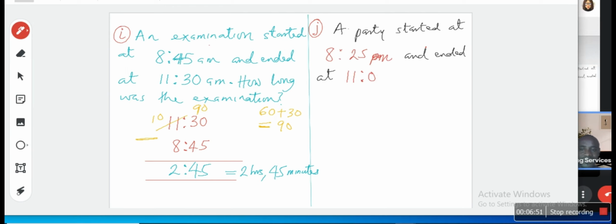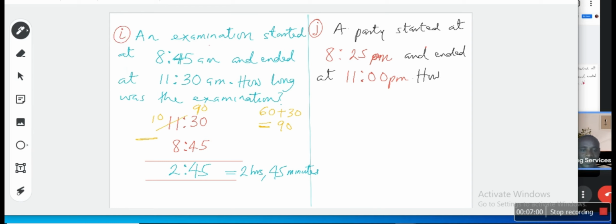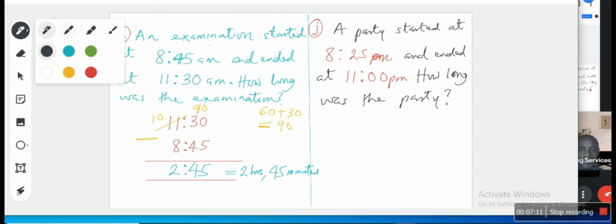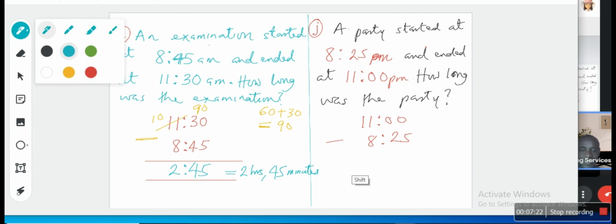How long did it run? That is subtraction. How long? That is 11 o'clock minus 8:25. So we do 11:00 minus 8:25. Okay, let's go. So let's do it.